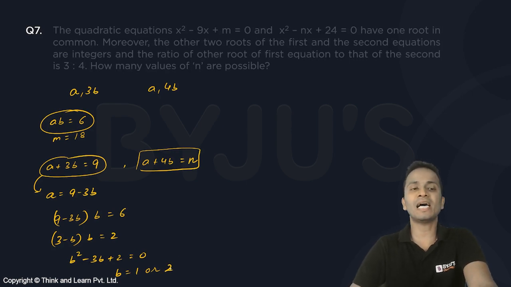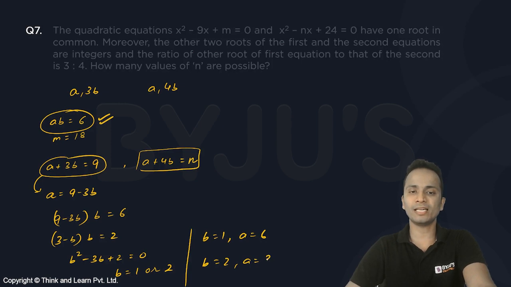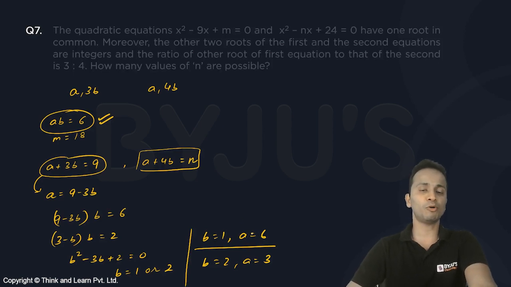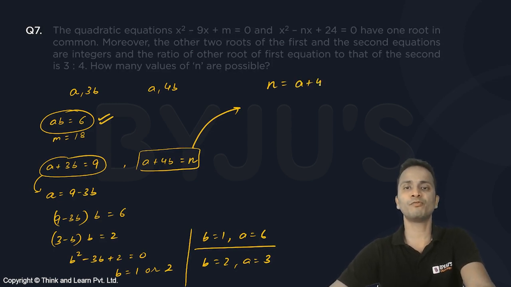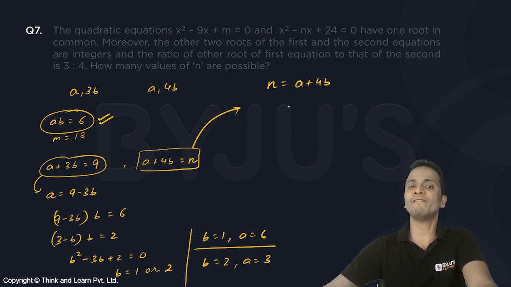Now, if b is either 1 or 2, the value of a can be calculated because I know the product of a and b. So if b is equal to 1, a will be equal to 6. And if b is equal to 2, a will be equal to 6 upon 2, that is 3. So these are two different pairs of values of a and b. Now from each of these possible values of a and b, if I substitute into the value of n, which is a plus 4b, I will get different values of n.